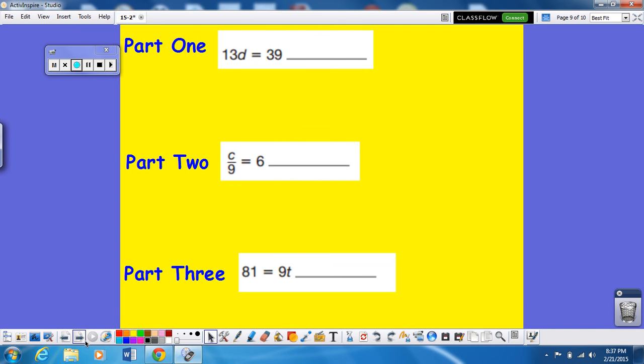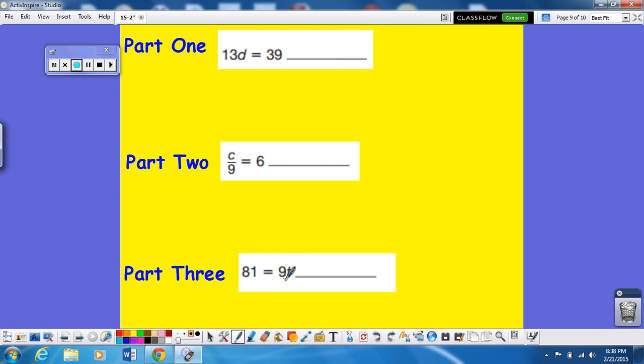All right, here's what I would like for you to do at home. For tonight's homework, you've got part 1, part 2, and part 3. So I want you to think about it, and I'm going to give you some hints here, so listen closely. This is multiplication because it's a number by a letter. That means you're dividing both sides. This is division because this is a division problem. You're going to be multiplying both sides.